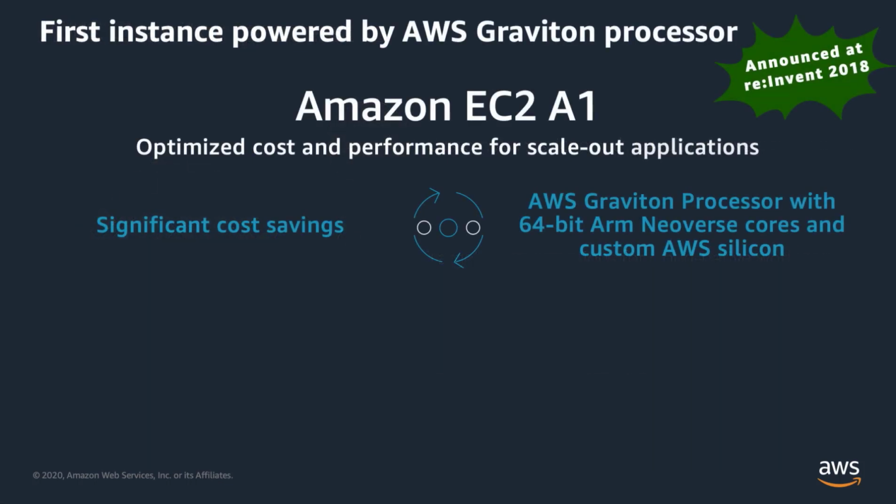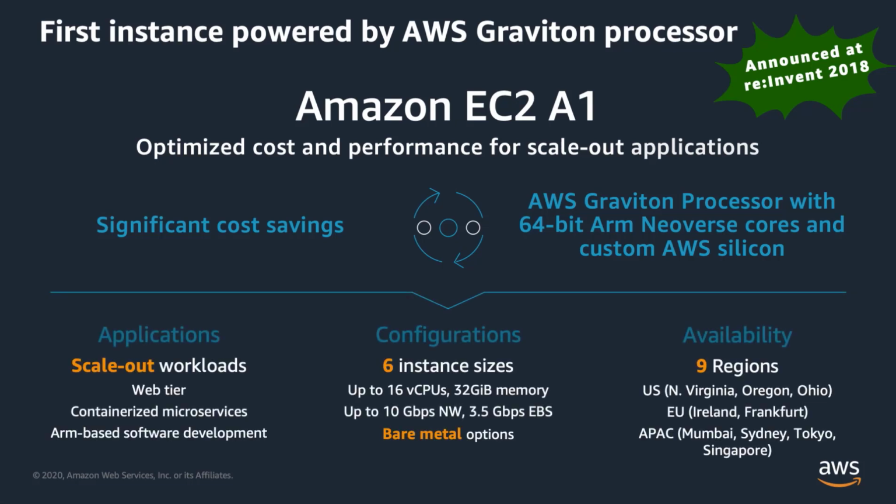So the very first instance was powered by AWS Graviton processor. That instance type was called A1. It was announced at reInvent 2018. And this was really optimized to provide a cost advantage for scale-out applications. Application examples include web tier, containerized microservices, and people who wanted an ARM-based native software build and test environment.